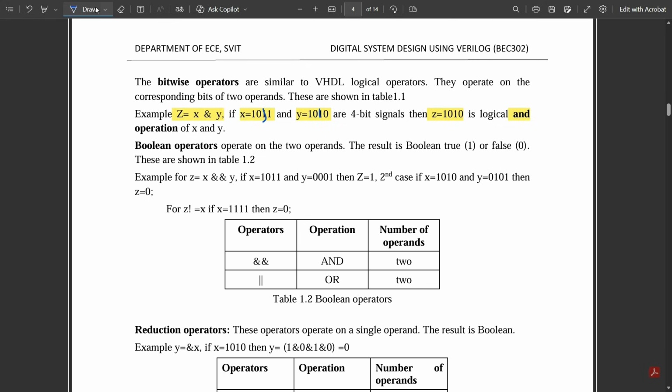So like that, if you do each bit operation that you need to perform, you would be getting the answer as z is equal to 1010, and you could say it is a logical AND operation. Okay, this is the bitwise operator.